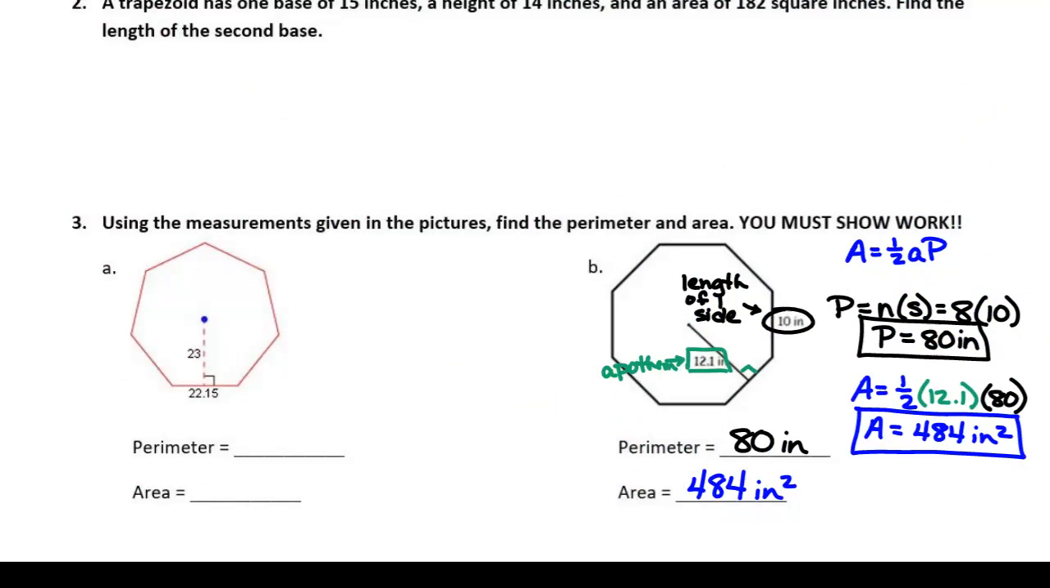To do part A, you would follow the exact same process. On part A, they've given you the length of one side and they've given you the apothem. So you would calculate the area for part A in exactly the same way, just with different numbers. Yes, Deborah. Number 1, part B? Absolutely.